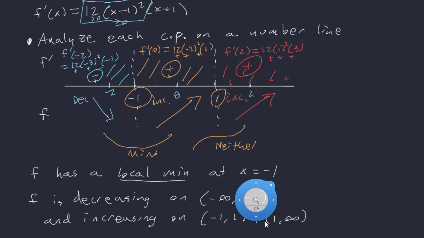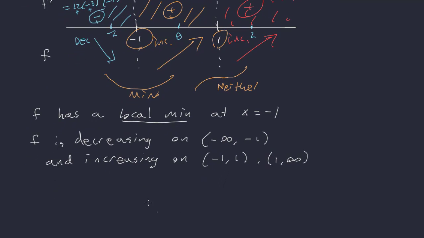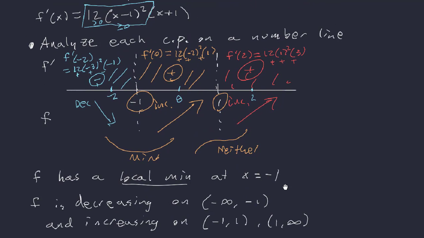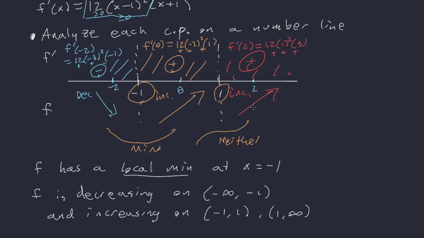But I'm certainly not that picky about this. I don't know if the online homework is either. I think it will usually specify how it will want it, but this is usually a pretty safe bet. Okay, so there we go. This is essentially how the first derivative test acts.